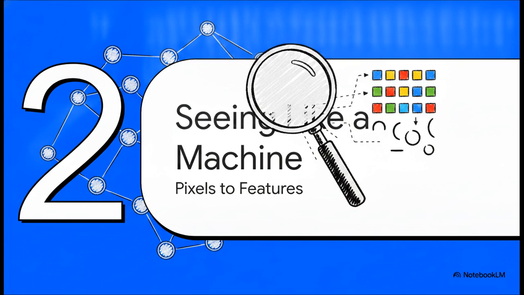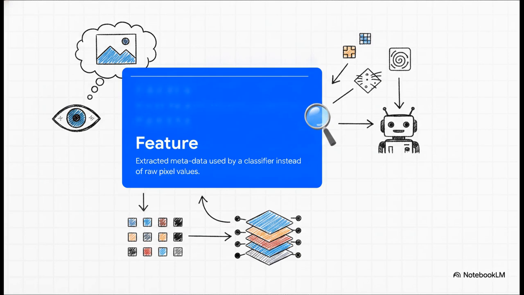Moving right along to section 2, seeing like a machine, from pixels to features. Okay, so when you or I look at a picture, our brains just instantly get what's going on. But computers, they definitely do not see the world the way we do. To actually process an image, they don't just stare at the raw pixel values. Instead, they rely on features.